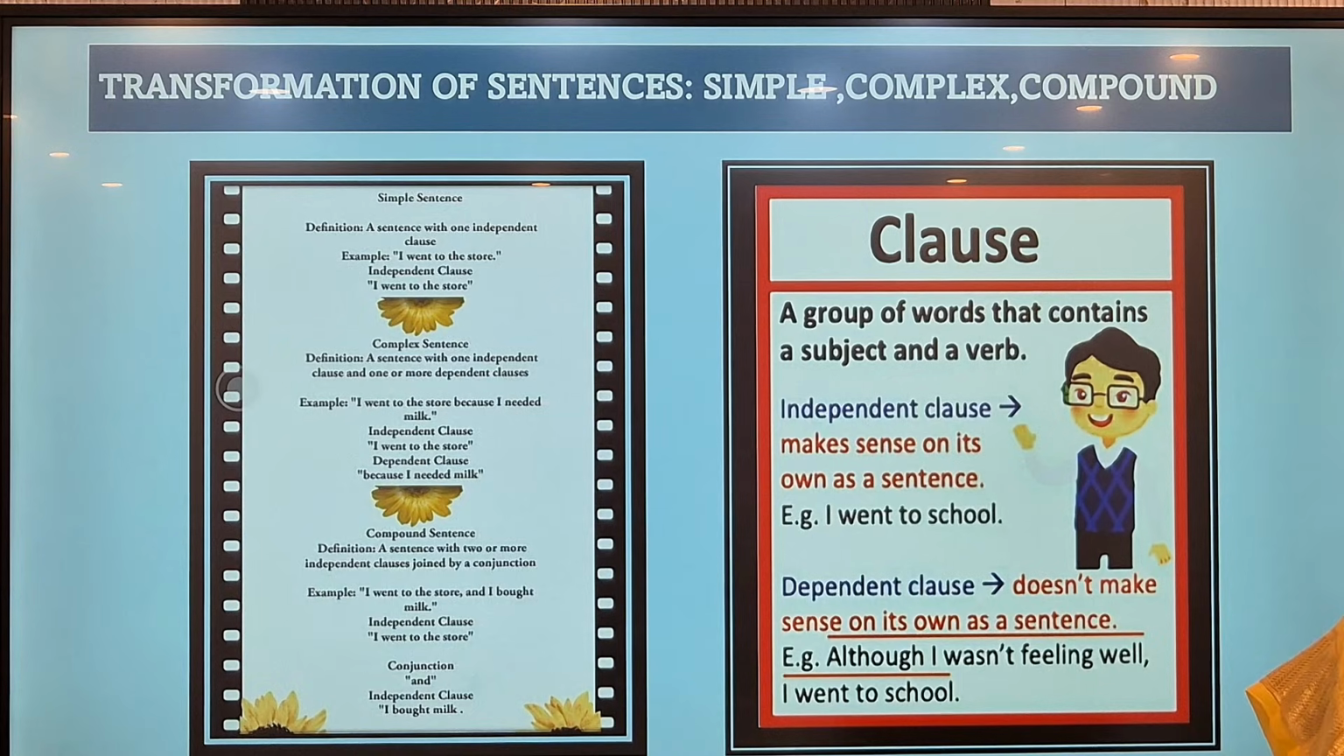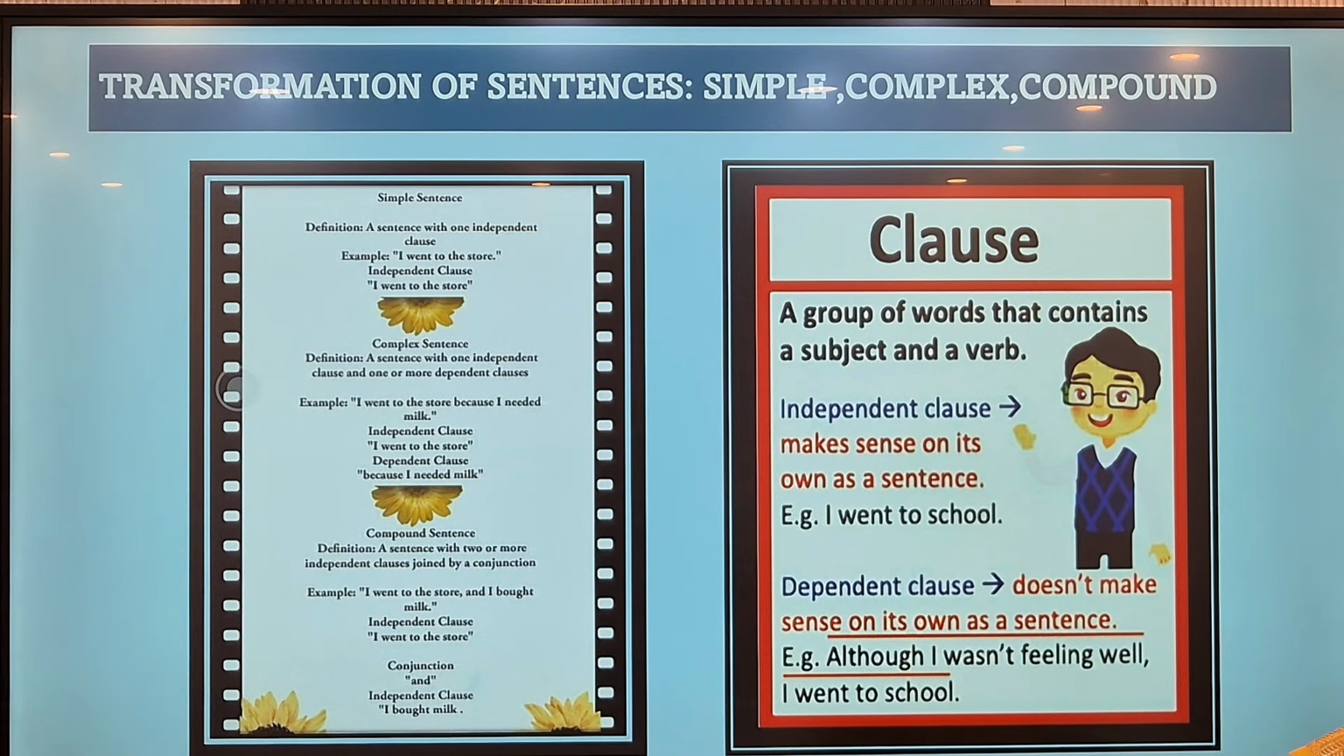So by now you know what an independent clause is and what a dependent clause is. Now to make your idea more clear, let's just focus on what is a clause. A clause is a group of words that contains a subject and a verb. Independent clauses make sense on their own as a sentence. So, I went to school. This is an independent clause because it makes sense on its own.